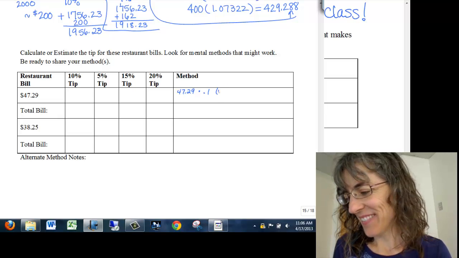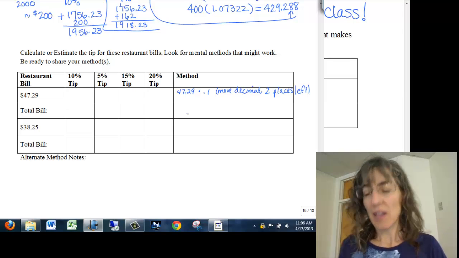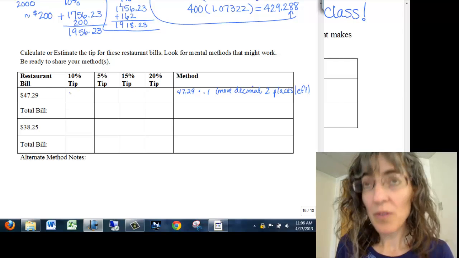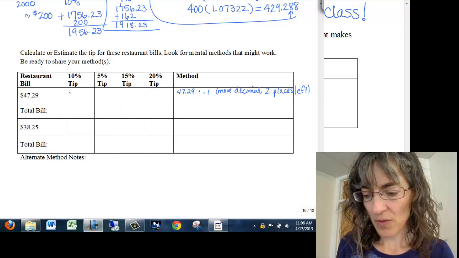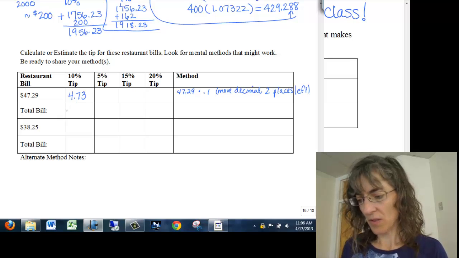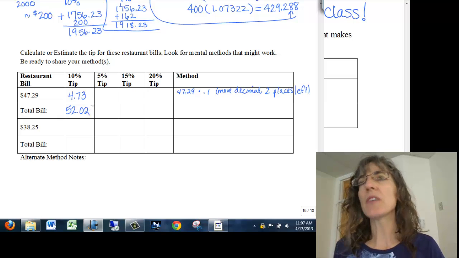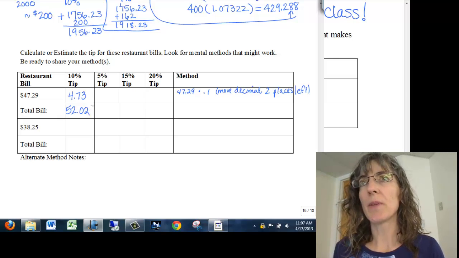Decimal place to the left twice. Okay. And that gives you 4.73. Okay. And then when you add that to the total bill, you get $52.02. Okay. And did you see any pattern there while you were working on that?